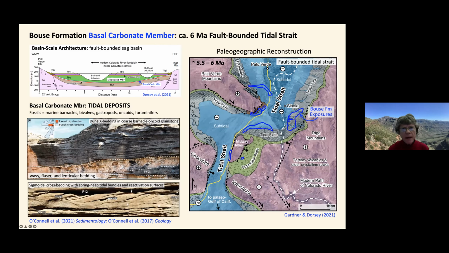So the basal carbonate member of the southern Bouse Formation accumulated in a tidal strait complex, which was bounded by faults, which controlled this interesting dogleg, which you can see in the map pattern here. And this is a cross-section view of that fault-bounded sag basin. And the deposits of the basal carbonate member contain lots of distinctive sedimentary structures that indicate that it formed in a tidal depositional system. And that depositional system, that tidal strait, connected the Gulf of California in the south to a large inland sea farther north.